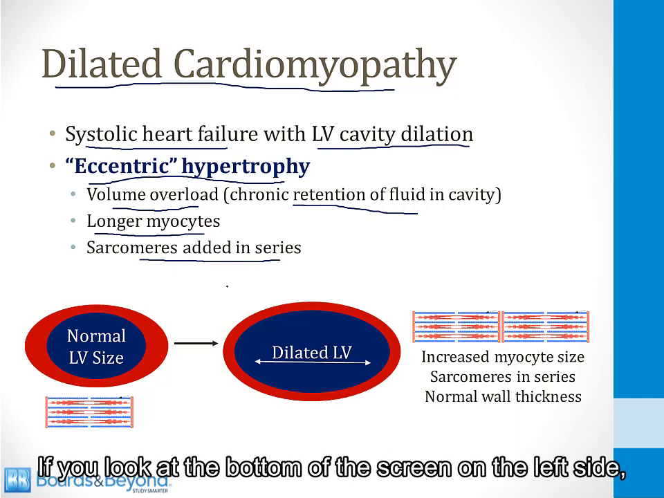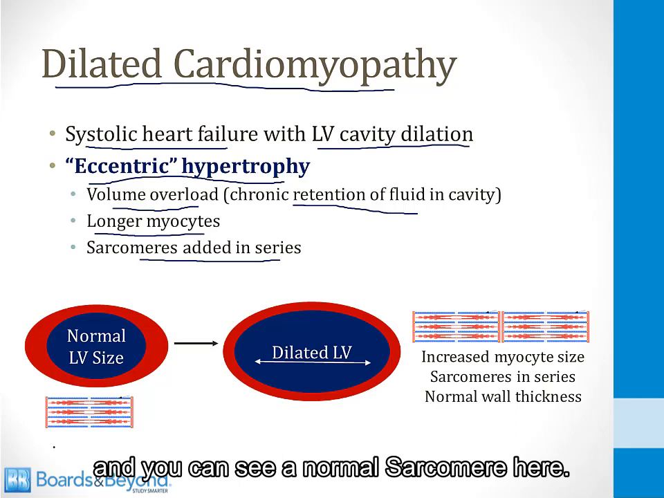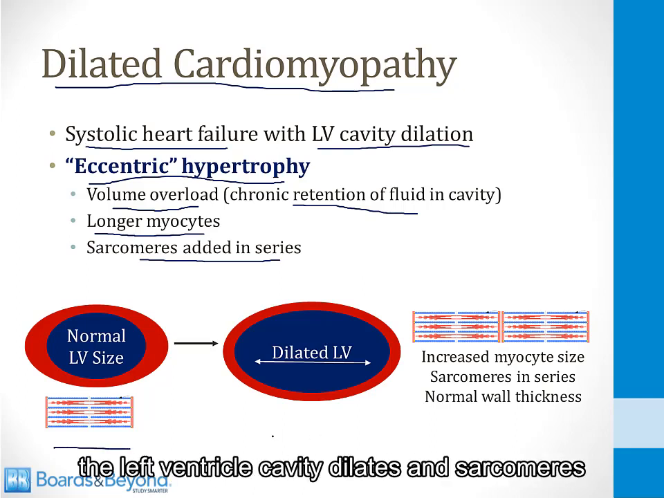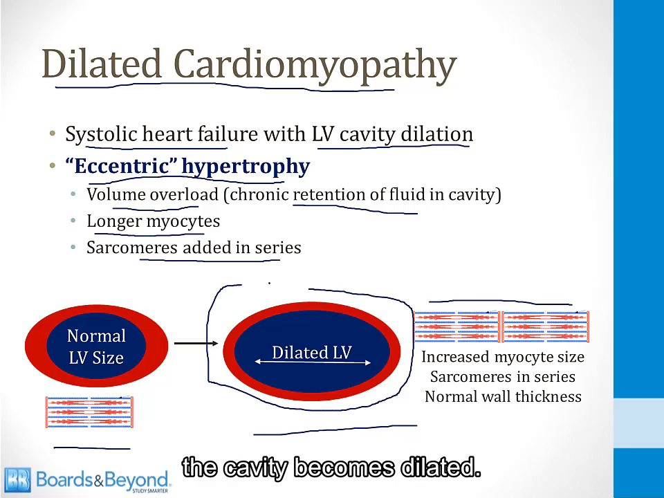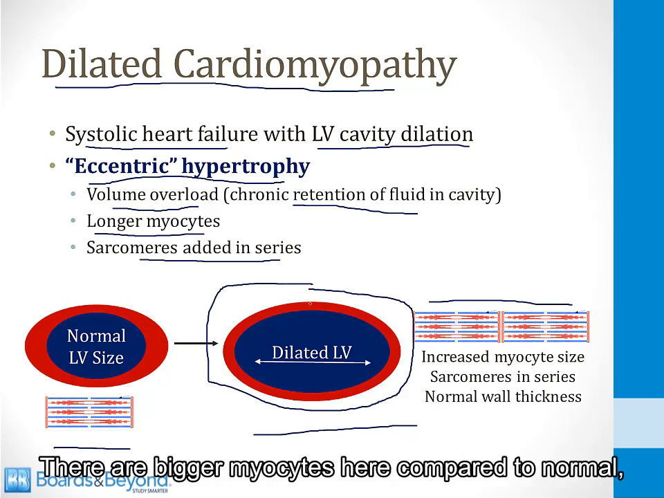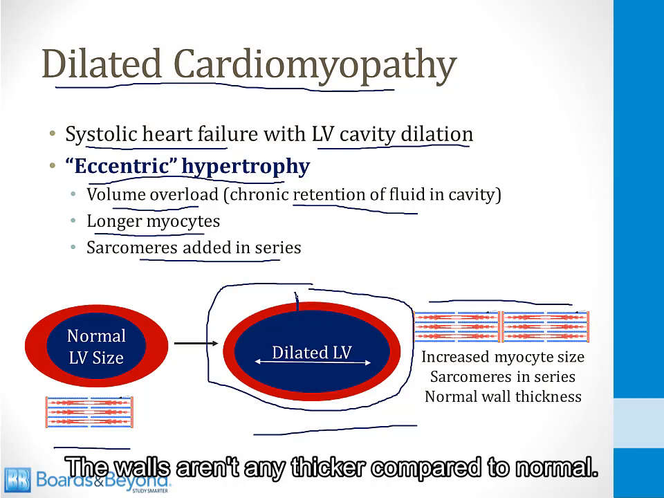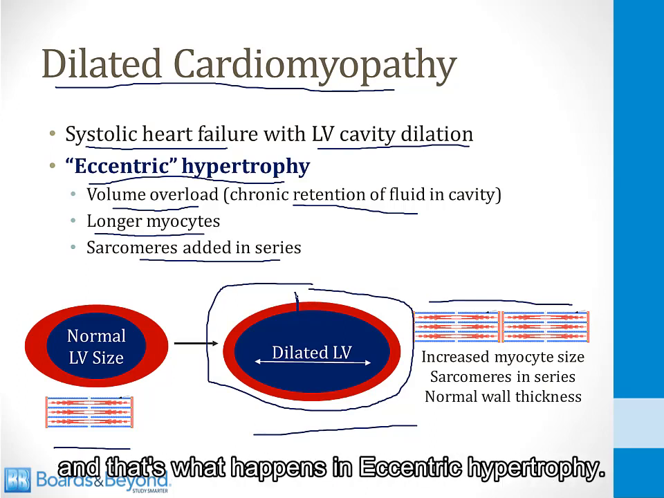If you look at the bottom of the screen on the left side, I've drawn a normal left ventricle, and you can see a normal sarcomere here. In a patient with eccentric hypertrophy, the left ventricular cavity dilates and sarcomeres are added in series. This makes the myocytes longer, and that's why the cavity becomes dilated. There are bigger myocytes here compared to normal, but they are longer. The walls aren't any thicker compared to normal. It's not that they're getting thicker, it's that they're getting more stretched out and longer, and that's what happens in eccentric hypertrophy.